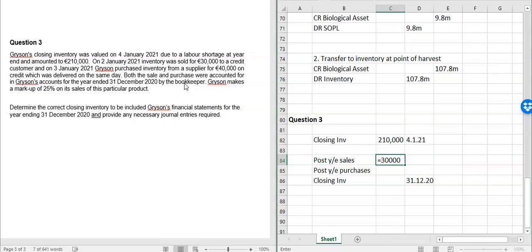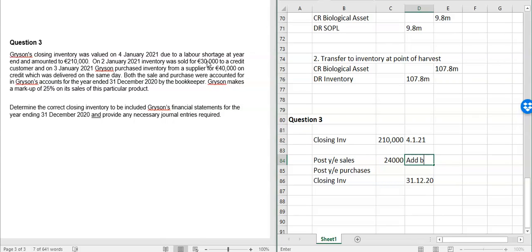We're not going to add back 30,000 because that includes some profit. You want to know what the cost was. And if the markup was 25%, that means the sales revenue is 125% of cost, because you mark up as a percentage of cost. So your post-year end sales, the cost of that was 24,000. That inventory cost 24,000. It was sold on the 2nd of January. So when you came to count the warehouse on the 4th of January, it wasn't there. But on the 31st of December, it would have been there because it wasn't sold until the 2nd.